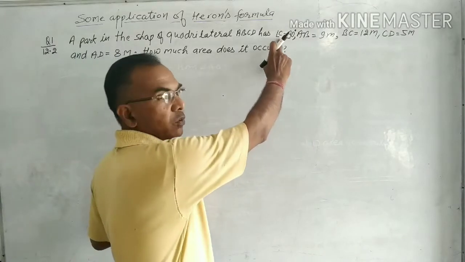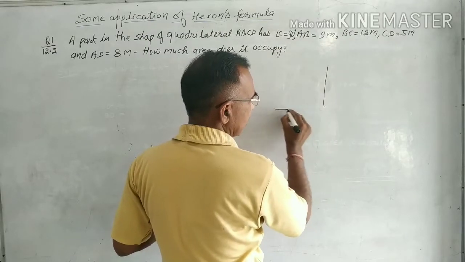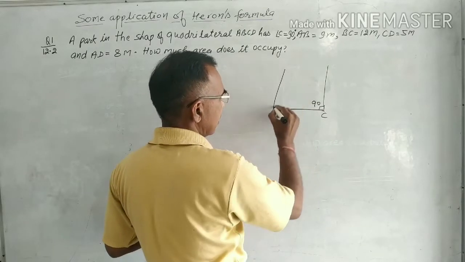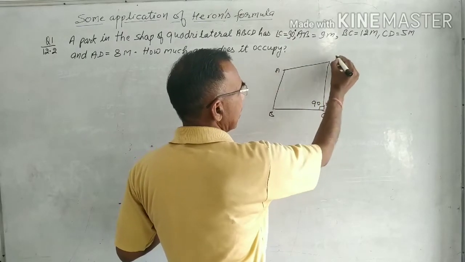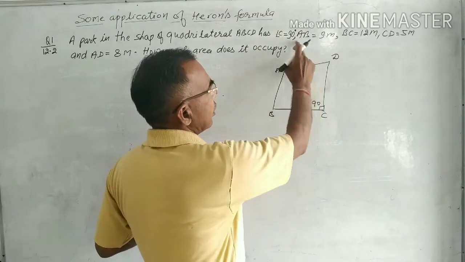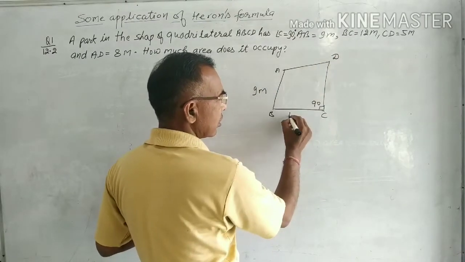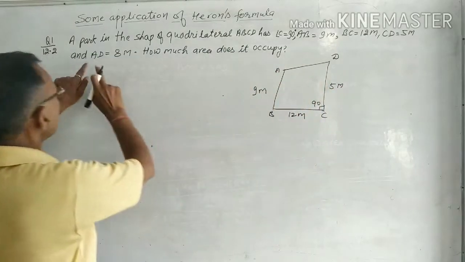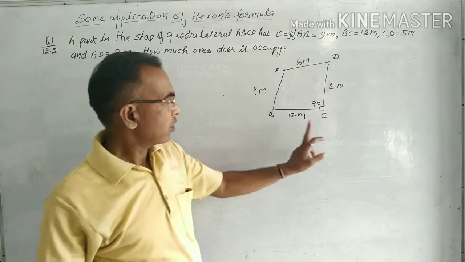Now, according to the question, first we draw a quadrilateral. Angle C is 90 degrees. A, B, C, D, a quadrilateral in which angle C is 90 degrees. Length AB 9 meter, BC 12 meter, CD 5 meter, AD 8 meter. This angle C is 90 degrees.